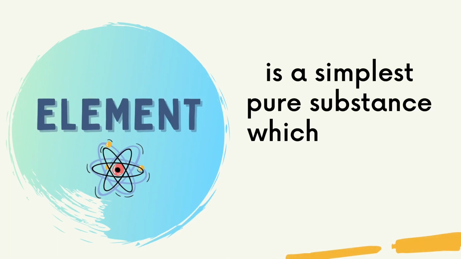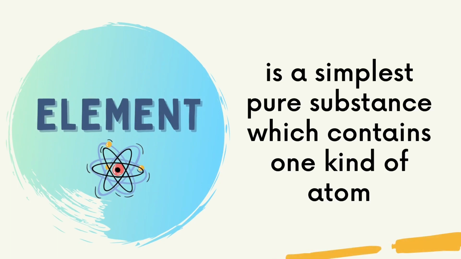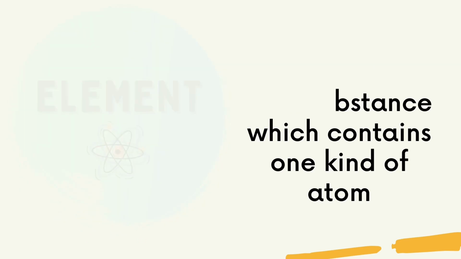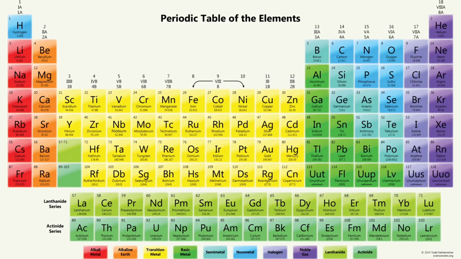The element is said to be the simplest pure substance, which contains one kind of atom. An atom is the smallest unit of matter. There are a total of 118 elements in the entire planet, which are organized and arranged in a periodic table.